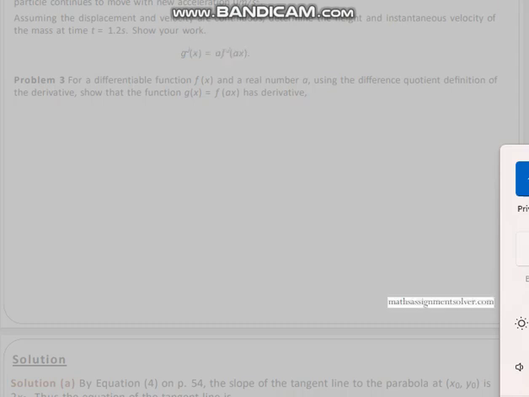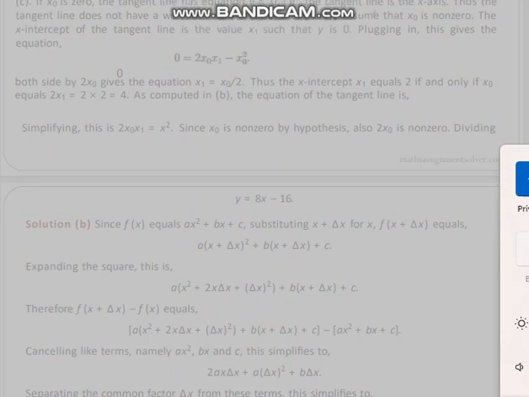Solution. Solution A. By equation 4 on p. 54, the slope of the tangent line to the parabola at (x0, y0) is 2x0. Thus the equation of the tangent line is y minus y0 equals 2x0(x minus x0). If x0 is 0, the tangent line has equation y equals 0, i.e., the tangent line is the x-axis. Thus the tangent line does not have a well-defined x-intercept. Therefore assume that x0 is non-zero.